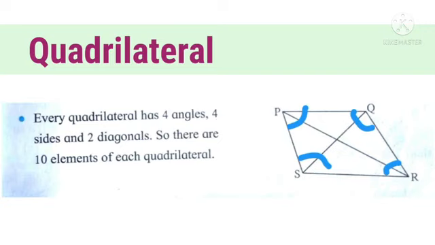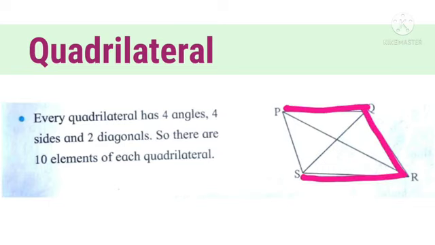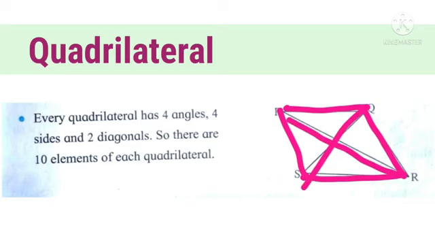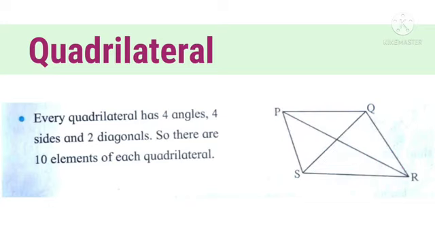There are 4 sides. Which are the 4 sides? Side PQ, side QR, side RS and side PS. And there are 2 diagonals PR and QS. So there are 10 elements in each quadrilateral. You know about this quadrilateral. Then what are the types of quadrilateral? We see one by one.